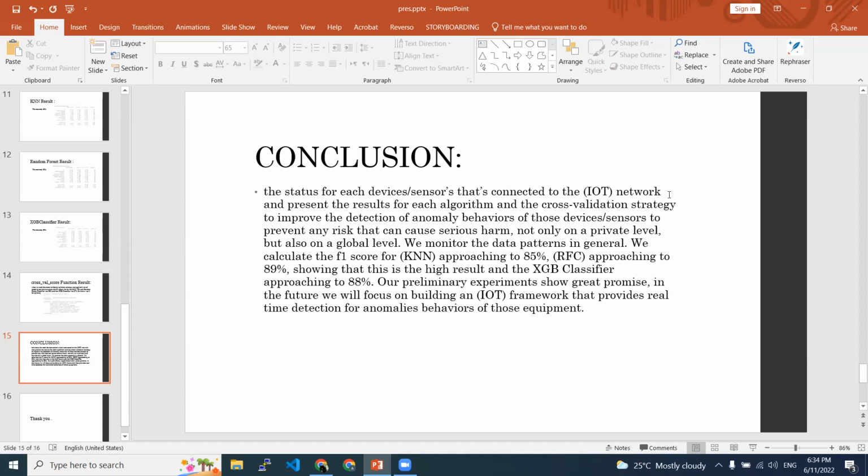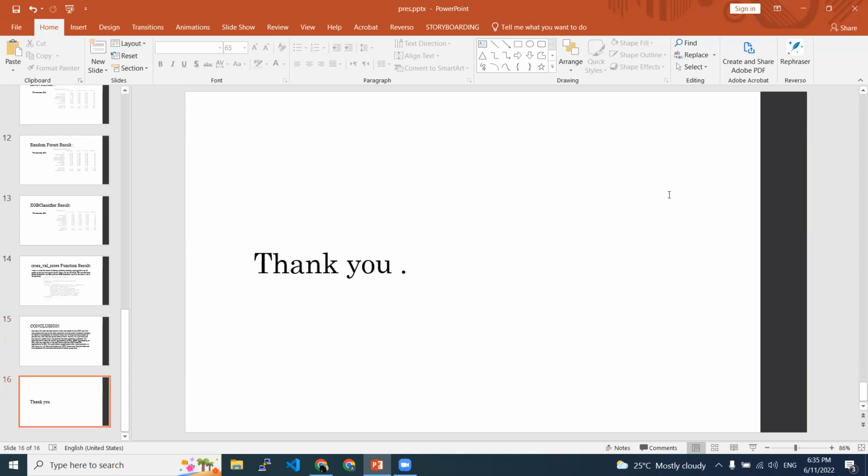We calculate the F-score for the k-nearest neighbors approaching 85, for the random forest approaching 89, which is the highest result, and the XG boosting classifier approaching 88. Our preliminary experiment shows great promise. In the future, we will focus on building an IoT framework that provides real-time detection for anomalous behavior of those equipment. Thank you all. Any questions?